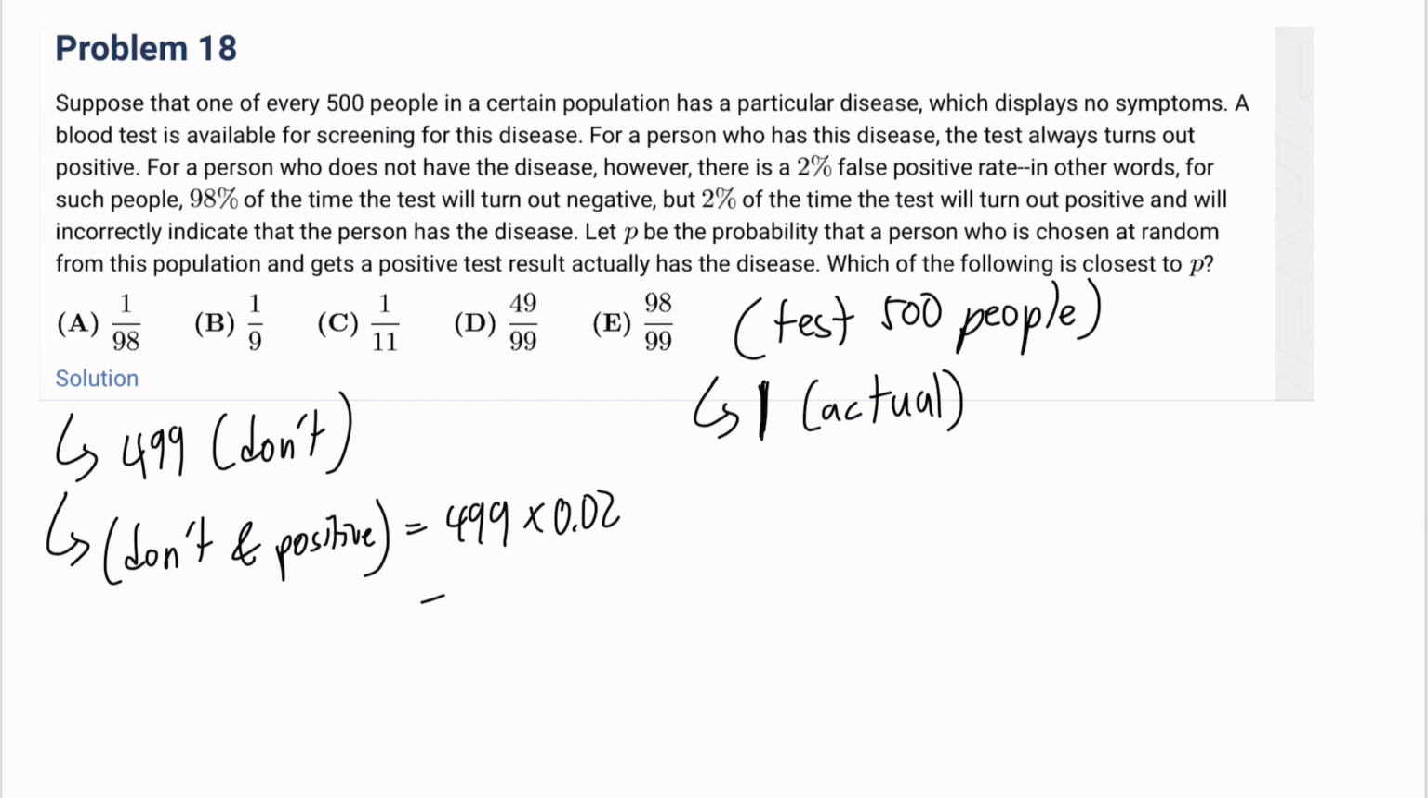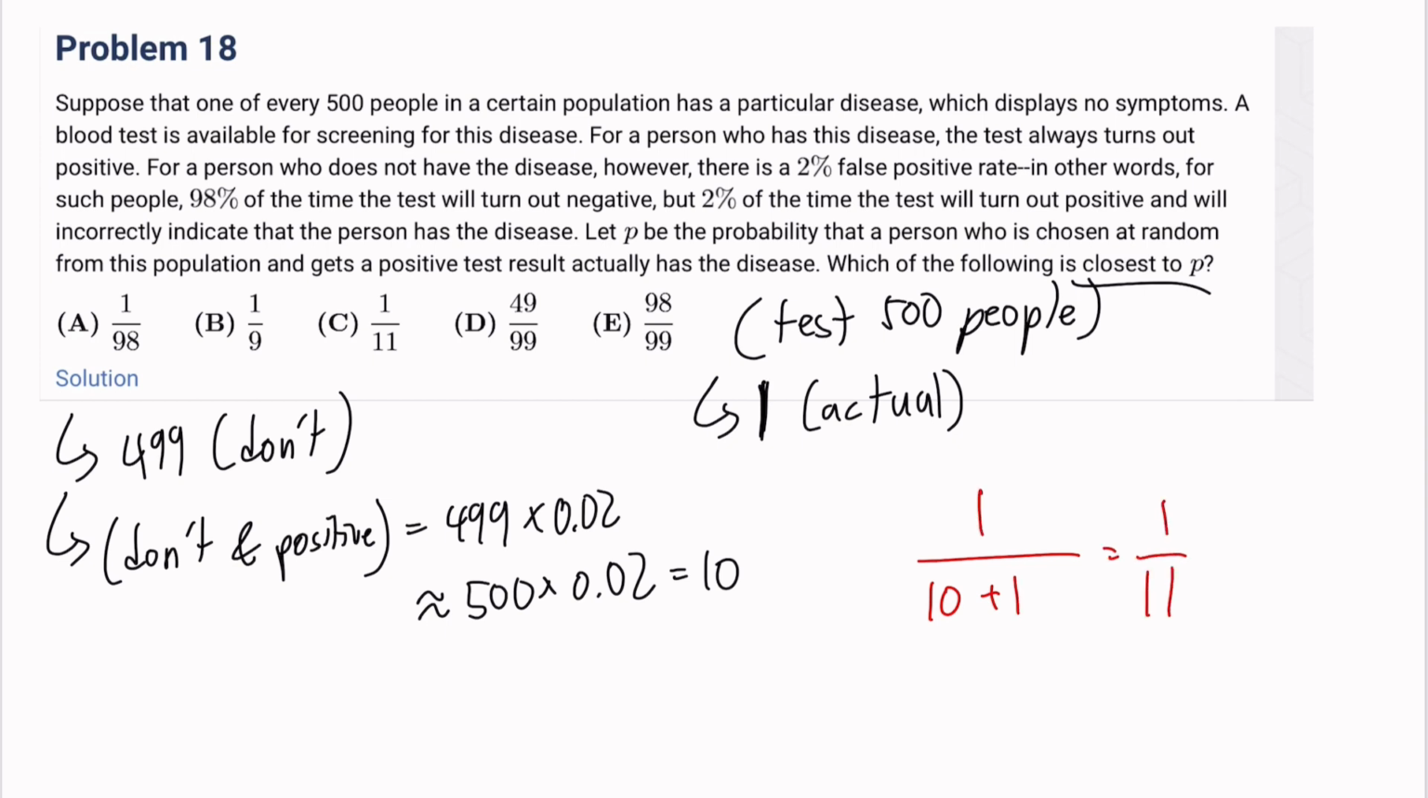And this will be similar to 500 times 0.02, because it just says which of the following is closest to P, so we don't need the actual value. And this is 500 times 0.02, so this equals 10, right? And so there are 10 people who got a positive but actually don't have the disease, and 1 person who actually does have it, so that person would have the positive, right? P is the probability that a person chosen at random gets a positive test result and actually has the disease. So the positive test results are 10 plus 1, and the one who actually has the disease is just 1. It's 1 over 11. The answer is C.